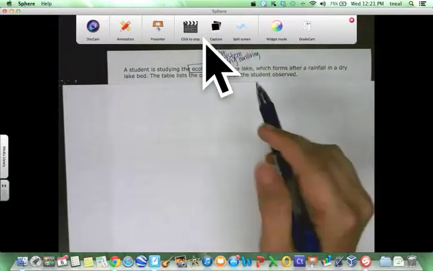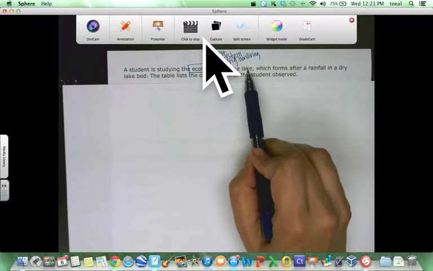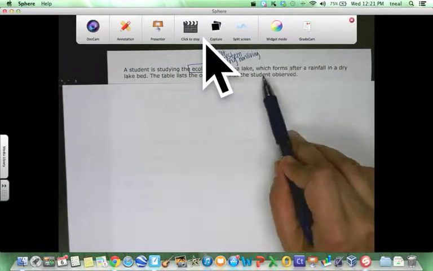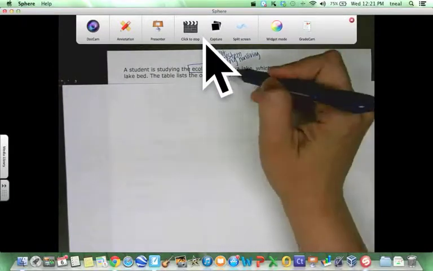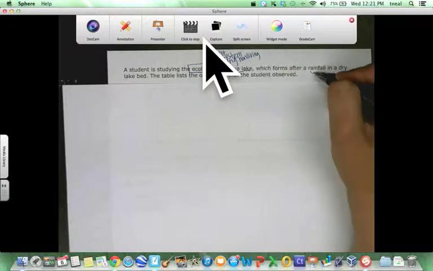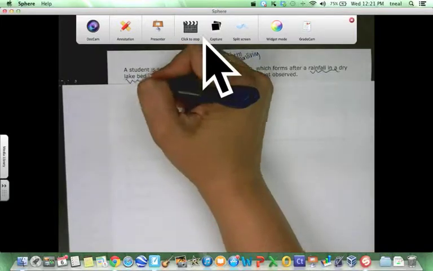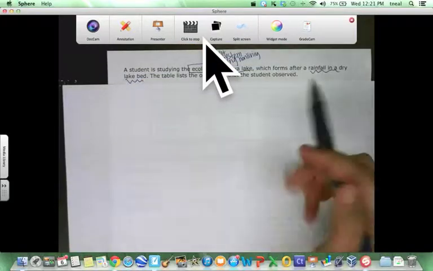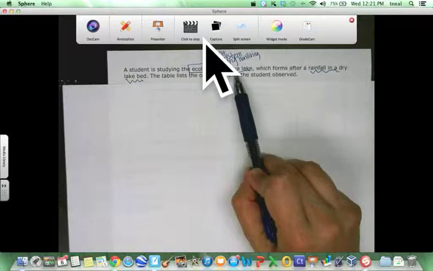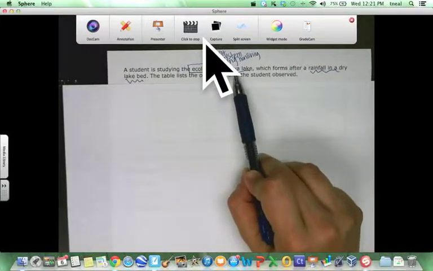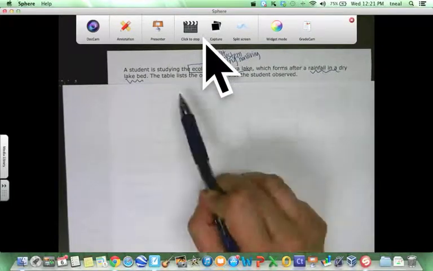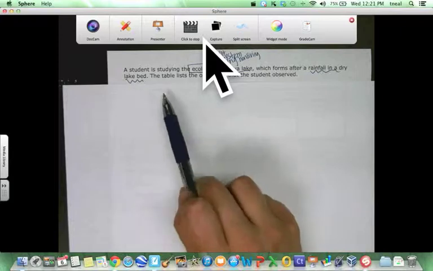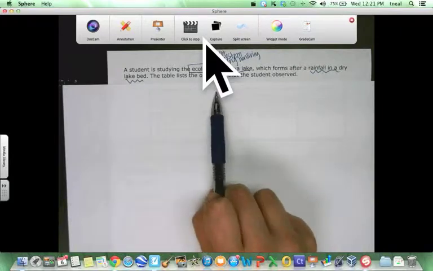Now, if you didn't know what a playa lake was, it tells you right after that. Playa lake, which forms after a rainfall in a dry lake bed. Sometimes on the STAAR EOC, they'll give you a term that you may not know, and if you read thoroughly, you'll see that it gives you the definition of what it is. The table lists the organisms that the student observed.